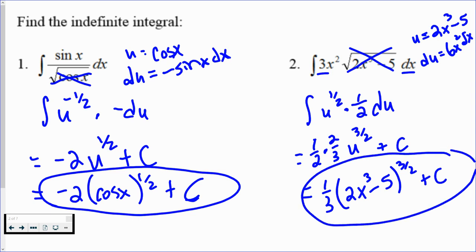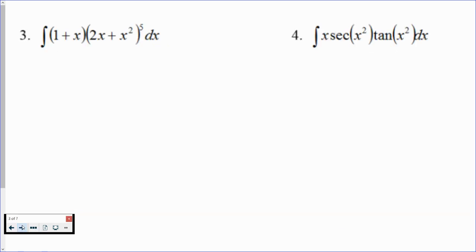And again, we could take the derivative of this if we wanted to. Notice that would give us 3/2 times 1/3, which would be 1/2 times 2x cubed minus 5 now to the 1/2 times 6x squared. The 1/2 times the 6x squared would become 3x squared, and we would have our original function. All right, let's try another one.